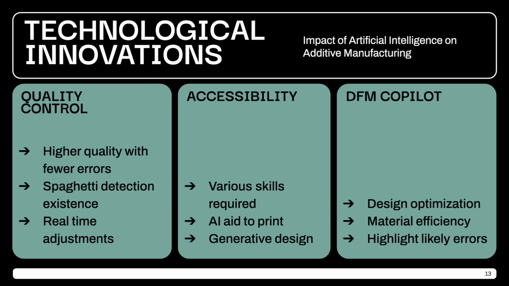The third innovation is Design for Manufacturing Copilot. This means that while you're designing the part, you can make sure that it's optimal for printing. It can be sure to minimize shrinkage of parts or other defects that might occur when the part prints. It can also make sure that there's material efficiency, that you're using the least amount of material possible. And again, can make sure that there's no weak points in the geometry.